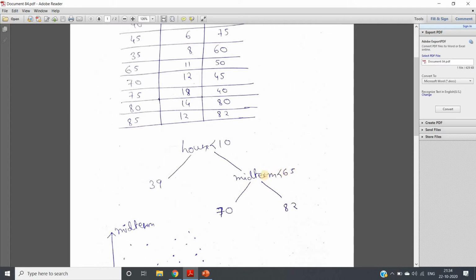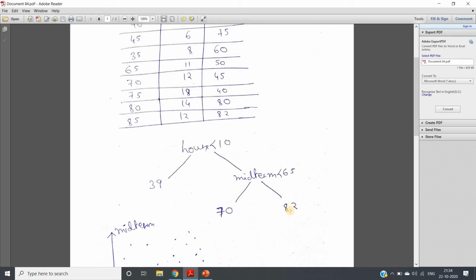If it is less than 65, that time the machine learning model will predict the student's final exam marks as 70, and if it is greater than 65, that time our machine learning model is going to predict the student's final exam marks as 82.